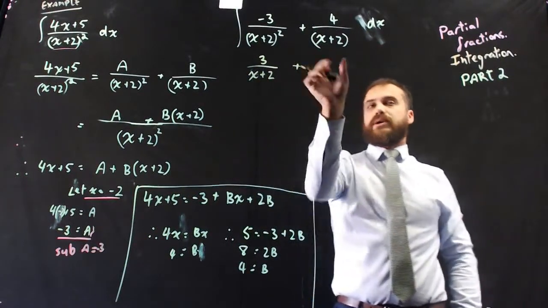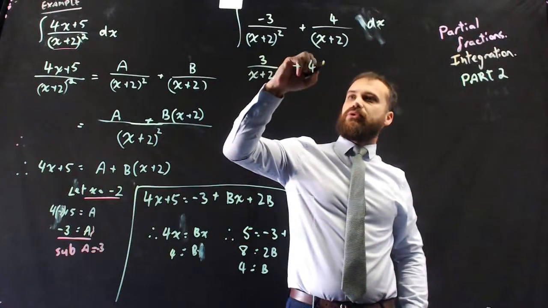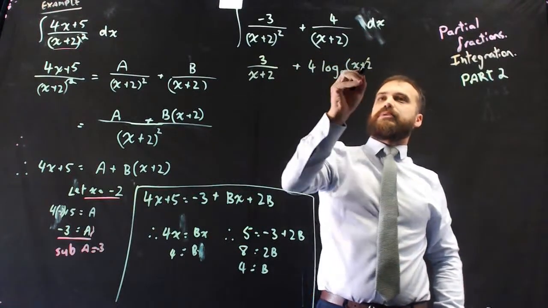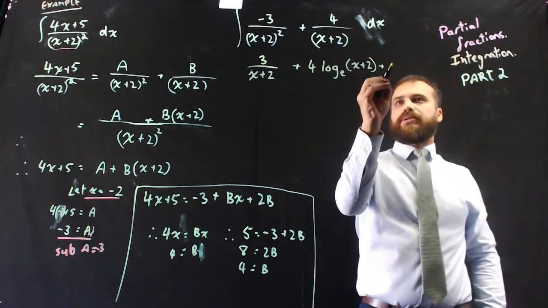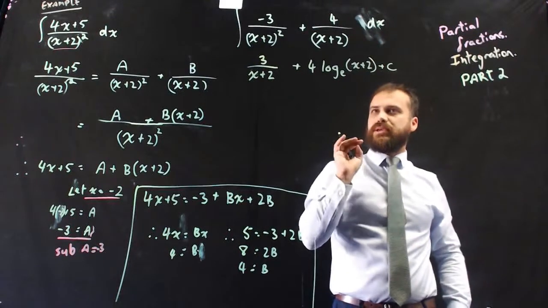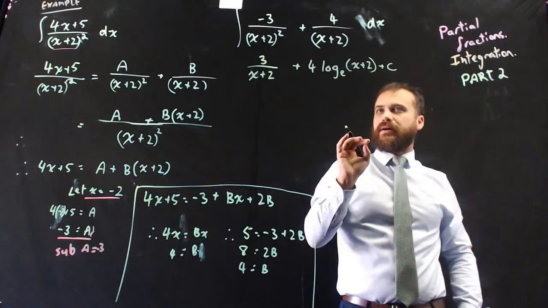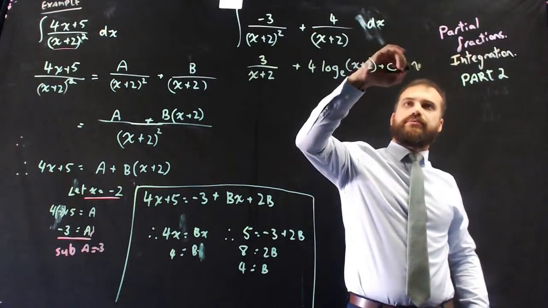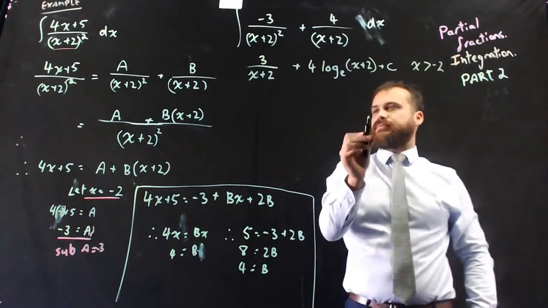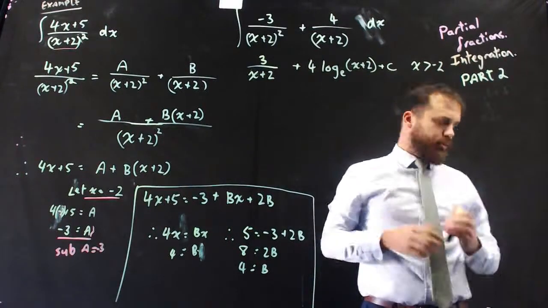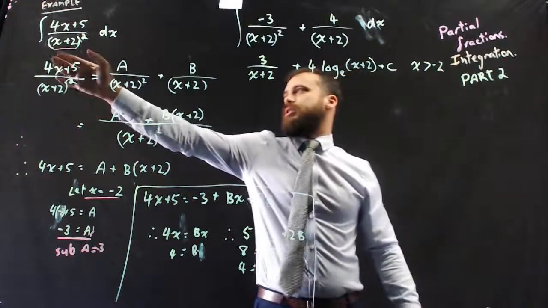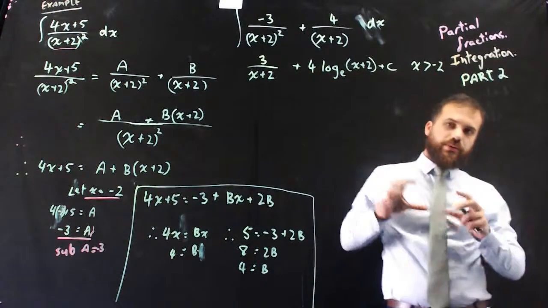Now the integral of this one is going to be a log. It's going to be 4 log base e of (x + 2), and now all of that's going to be plus C. And obviously x needs to be greater than negative 2, because we can't have a 0 in there. So there's another little integration using partial fractions. The only difference here was the (x + 2) squared on the bottom of our fraction.